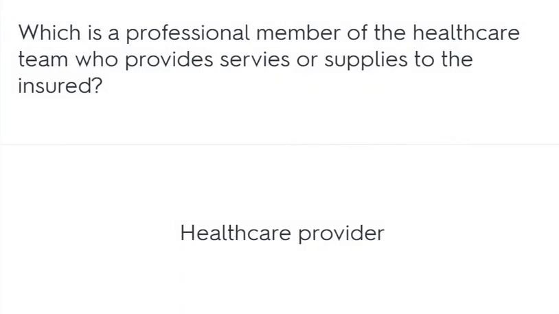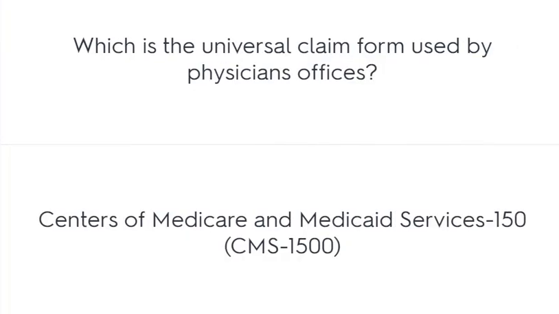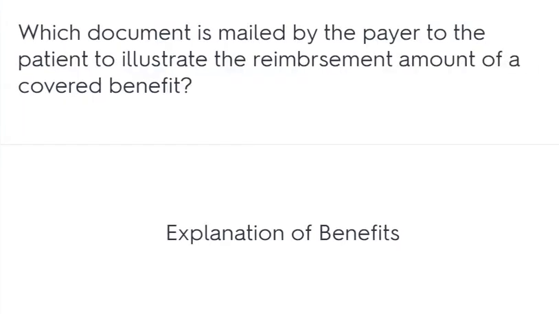Which is a professional member of the healthcare team who provides services or supplies to the insured healthcare provider? Which is the universal claim form used by physicians' offices, Centers for Medicare and Medicaid Services 1500? Which document is mailed by the payer to the patient to illustrate the reimbursement amount of a covered benefit? Explanation of benefits.